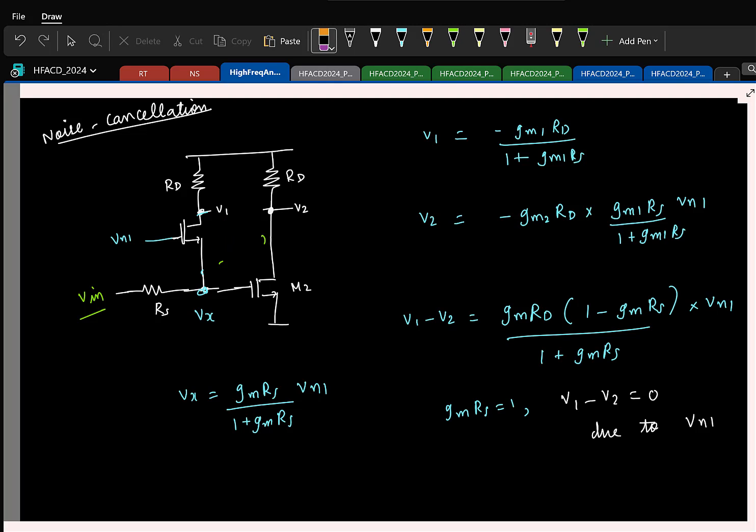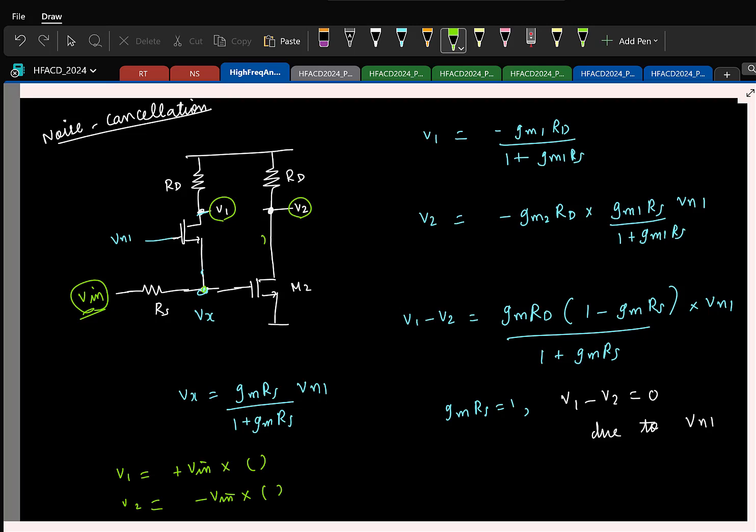What I'm asking is, I'm applying the input here. It's connected finally to the source, and then that's processed and you get it at the drain. So do you think V1 will be plus Vin times some gain, or minus Vin? Okay. So what do you think will happen to V2? Minus Vin times some gain. So if you take the difference, the input is getting added, but the noise is getting cancelled.